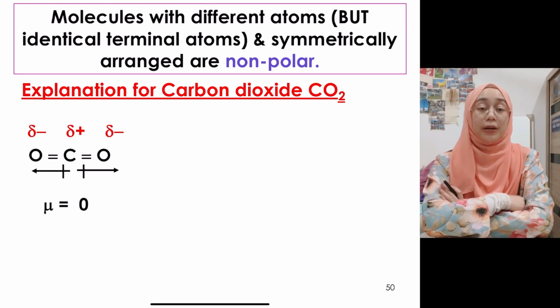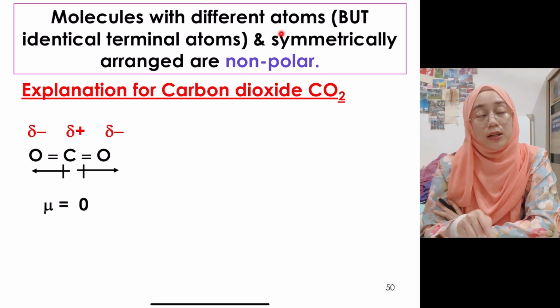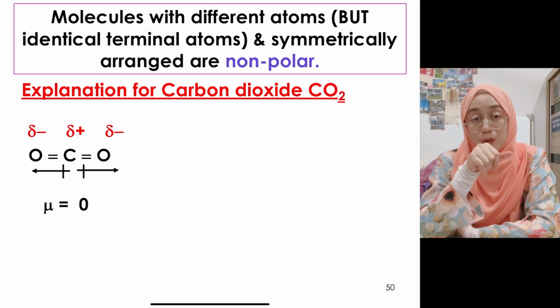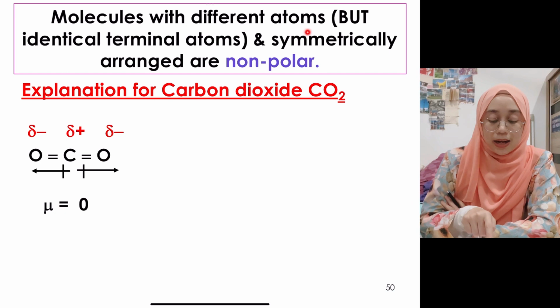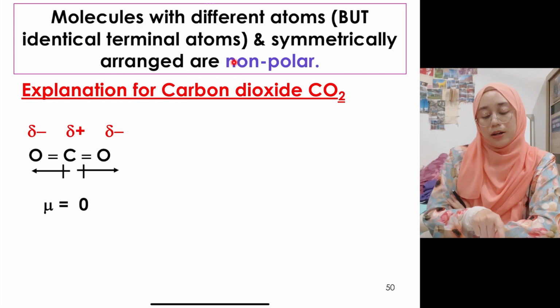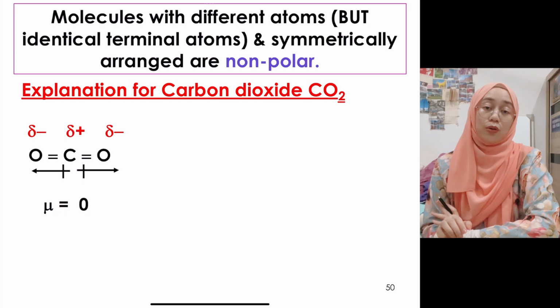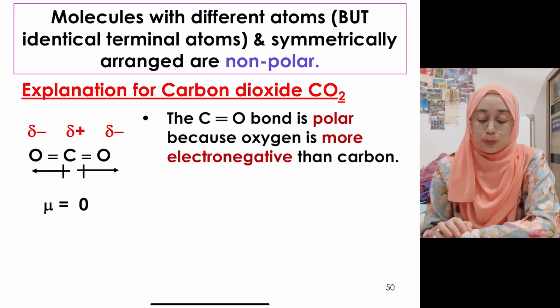Kalau kita tengok kepada carbon dioxide pula, carbon dioxide adalah contoh molecule with different atom. Kenapa different atom? Sebab kita ada C, kita ada O. Okay, however, the terminal atom untuk CO2 adalah sama. Dua-dua ni oksigen, ini adalah oksigen. Okay, and they are symmetrically arranged and considered sebagai non-polar. Okay, for this one, ini adalah contoh non-polar. Okay, so first kita kena bagi tahu dahulu sama ada bond antara C dengan O tu adalah polar bond ataupun non-polar bond. Okay, so the C double bond O bond is polar because oxygen is more electronegative than carbon.